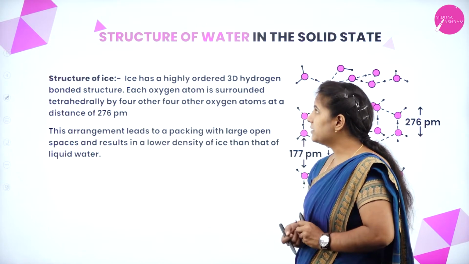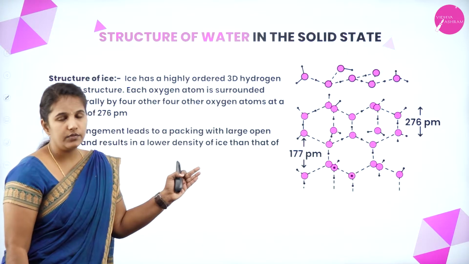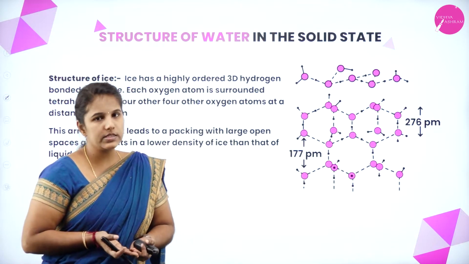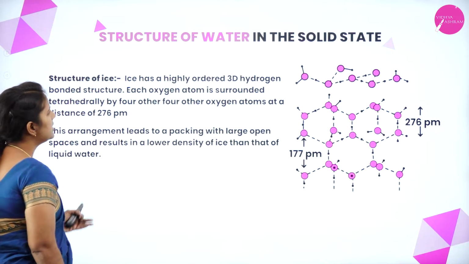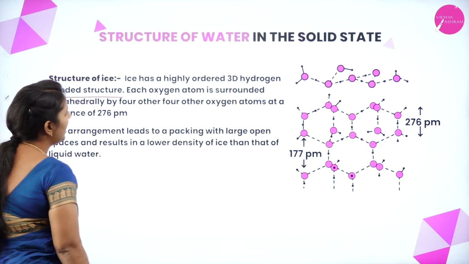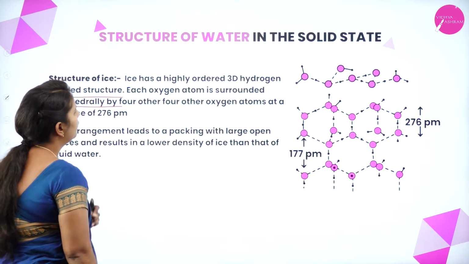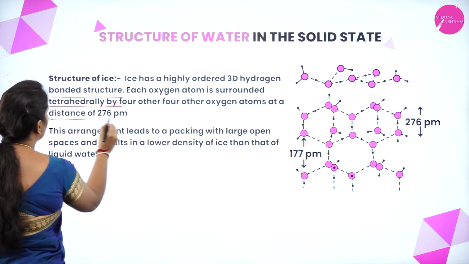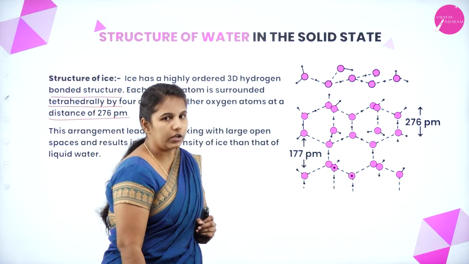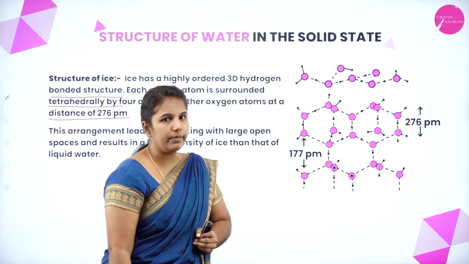Okay. Next comes the structure of water, especially in the solid state. We know that water exists in the solid state, that is, in ice form. Is it right? Yes. So ice is a highly ordered 3D hydrogen-bonded structure. Each oxygen atom is surrounded tetrahedrally by 4 oxygen atoms at a distance of around 276 picometer. So this is the structure of water in the solid state, that is in the ice form. The structure of the water will look like this.